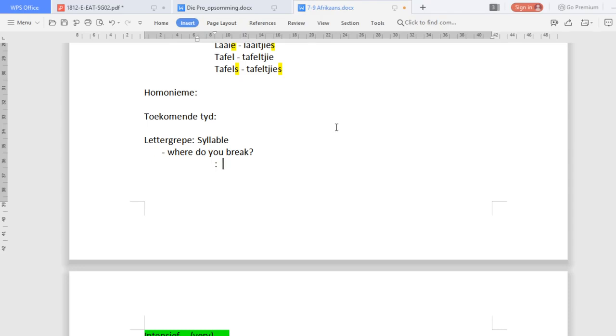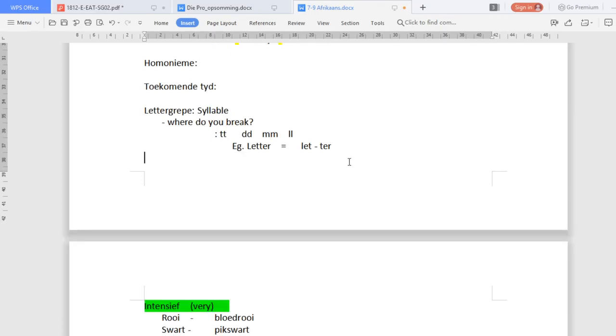But let's see. Between double consonants, so between a TT or a DD or a MM or whatever we've got, anything that's double, we break in between the double. Let me give you an example. Letter would become let-ter. Just change that because otherwise they're the same. Let-ter.